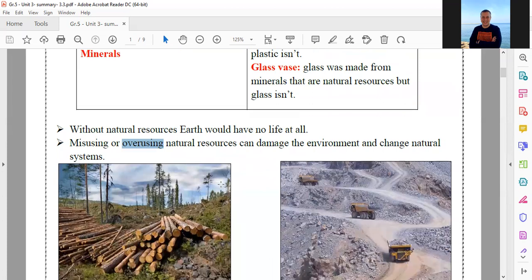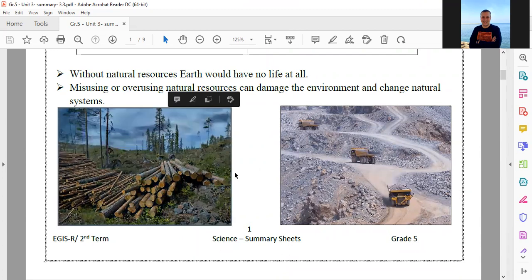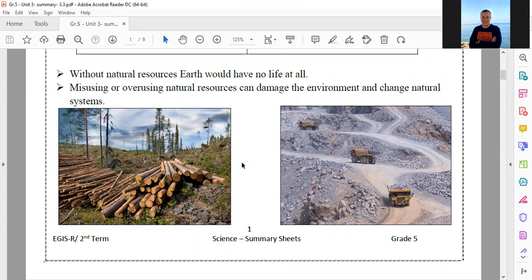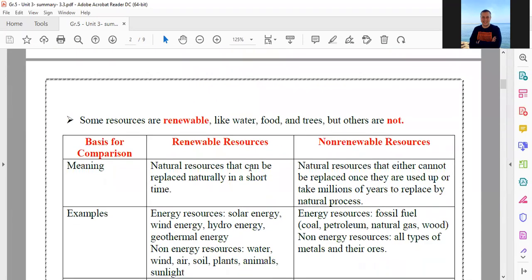natural systems. Okay, to your right here, this is a picture of a landfill, and this is the place where they dump the garbage and bury it under the ground. To your left, this is cutting trees in order to make other stuff like paper, for example. This is called deforestation, removing or cutting trees. Okay, let's move to the next page.